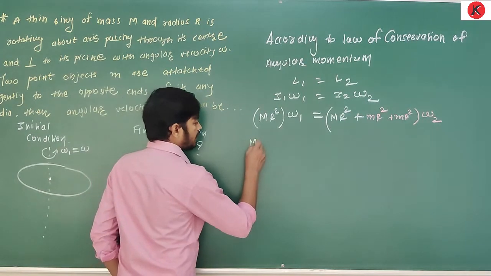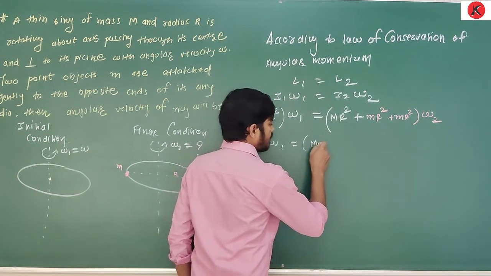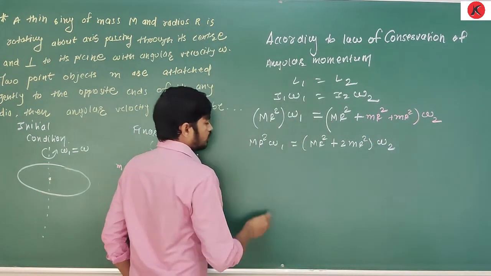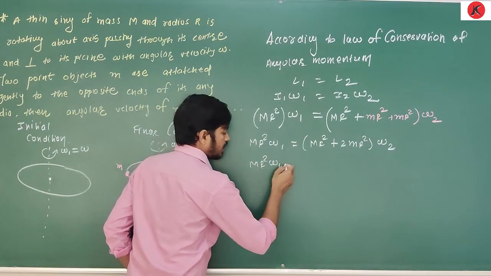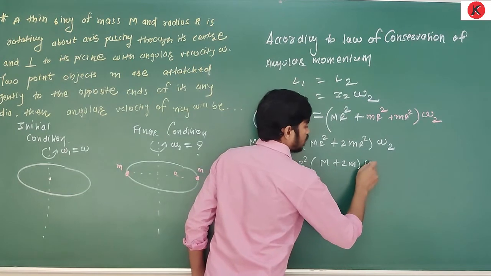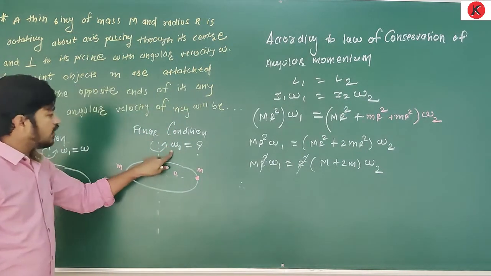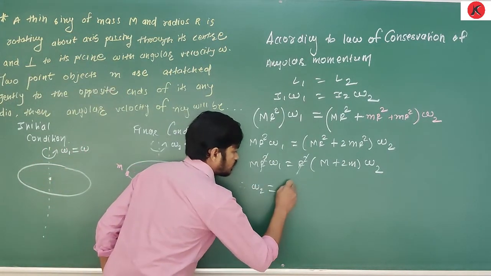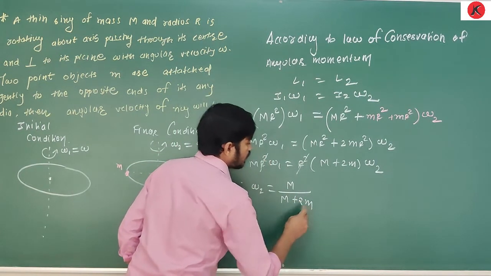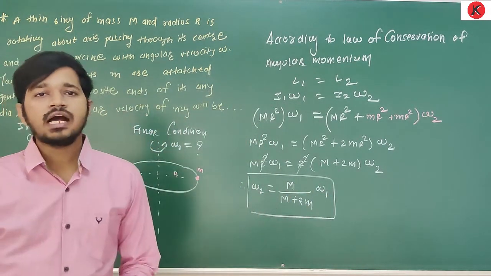So MR square omega 1 is equal to, here it is MR square plus 2mR square, times omega 2. R square is common, so I can write it as M plus 2m, times omega 2. R square cancels. Therefore, we have to find the final angular velocity. So omega 2 is equal to M upon M plus 2m, times omega 1. And yes, it is your answer.